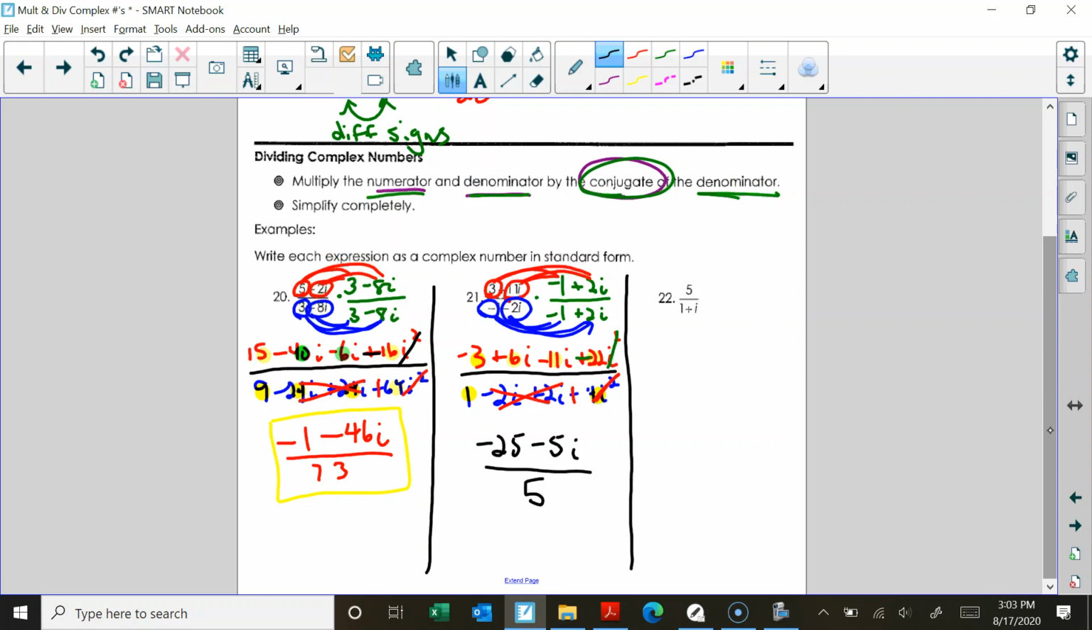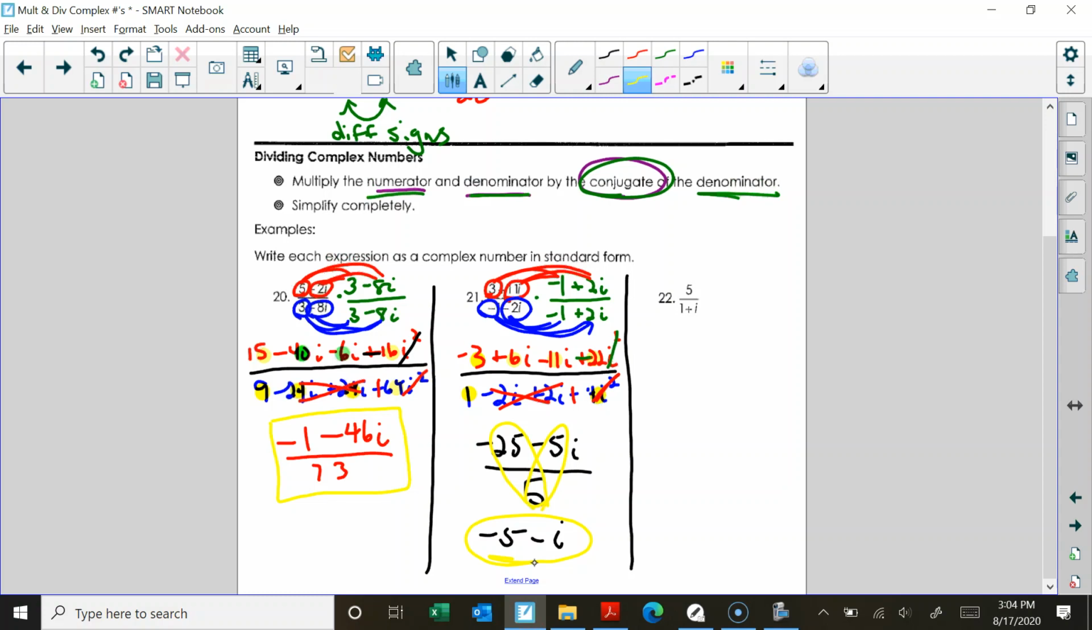So what you might notice now is that 5 divides into both of these numbers, so we need to do that. And we'll finish this up. Negative 5 divided by 5 is negative 1. And negative 5i divided by 5 is negative 1i. So there's the final division for that problem.